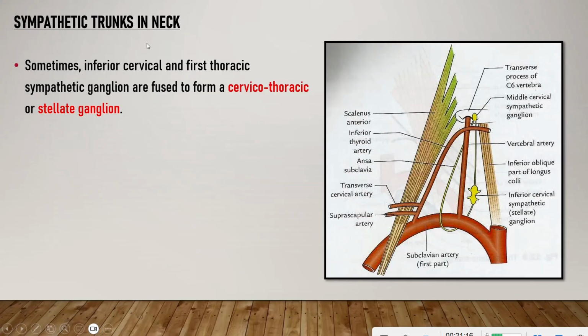Now, the sympathetic trunk in the neck: sometimes the inferior cervical and first thoracic sympathetic ganglion are fused together to form the cervicothoracic or stellate ganglion. As I told you, above here is the middle cervical ganglion and still higher up is the superior cervical ganglion. So here is the inferior cervical ganglion. It is fusing with the first thoracic ganglion. Combined, it is known as the stellate ganglion or cervicothoracic ganglion.